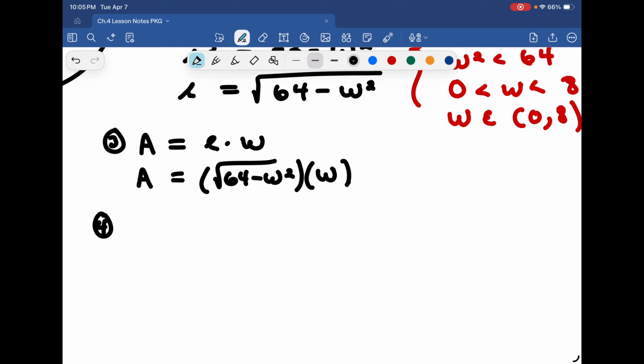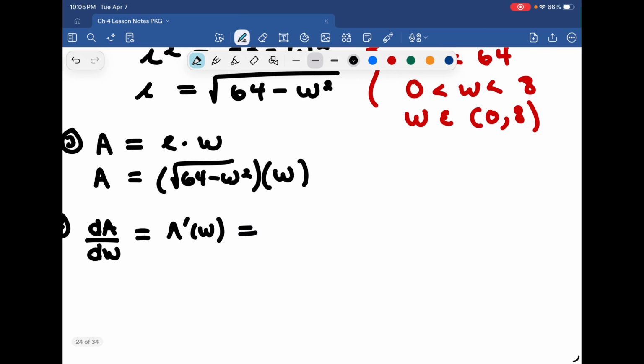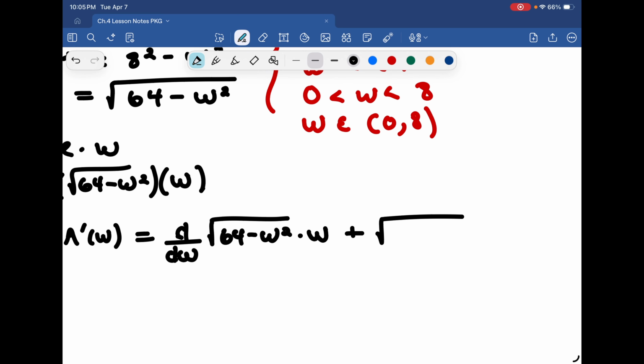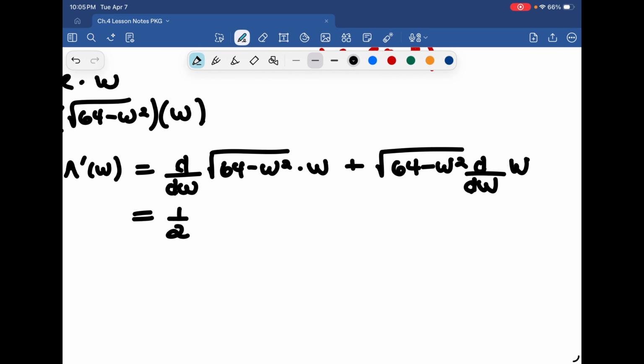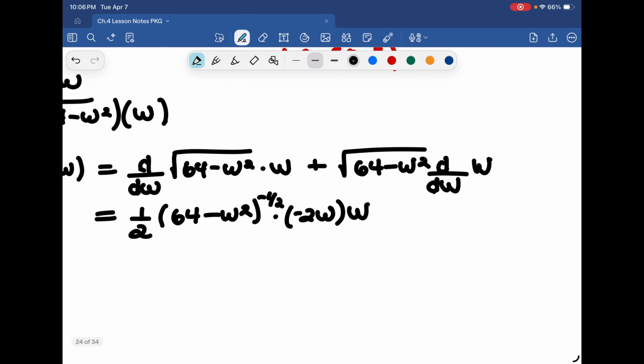So when we go to step number 4 and we're differentiating this, dA over dW, or A prime of W if you wanted to write it that way, is equal to, by product rule, the derivative of the first function, the square root of 64 minus W squared, multiplied by W, plus the square root of 64 minus W squared times d over dW of W itself. Perfect. When we derive this, the first one is chain rule. So we drop the 1/2, we keep the 64 minus W squared, we subtract 1 from the exponent, and then we multiply by the inside derivative. But there's also that W that's on the outside.